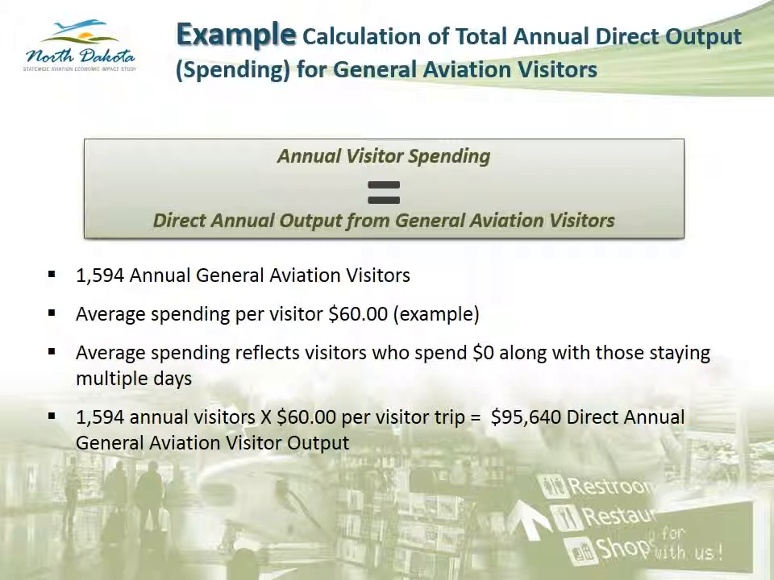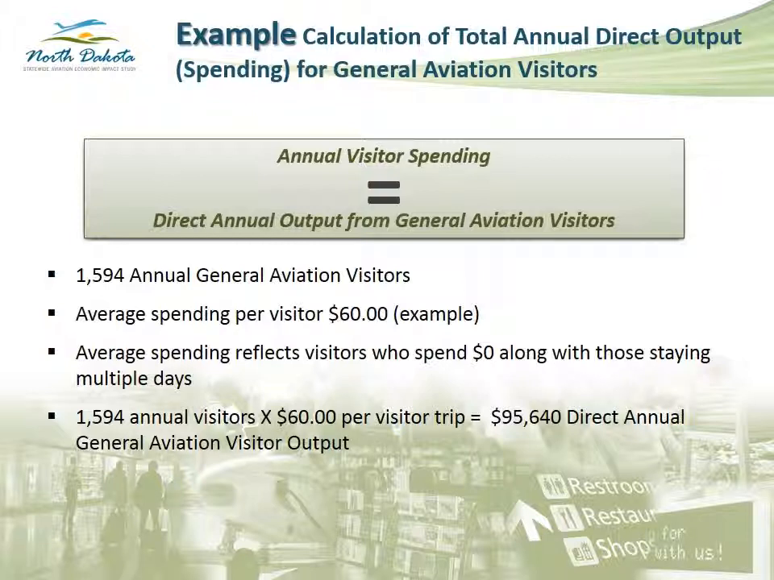The average takes into account a high percentage of general aviation visitors who arrive at the airport but spend nothing in the local community while they are there. The average also considers visitors who come and stay for several days, maybe spending as much as $1,000 during their trip. For general aviation visitors, average spending per visitor trip tends to be on the lower side because there is a high percentage of visitors that come only for the day and spend nothing in the local community.